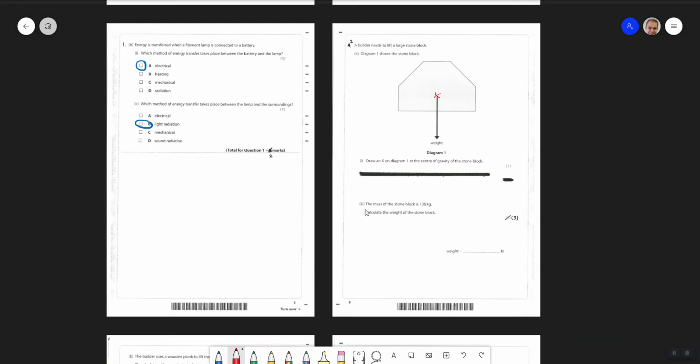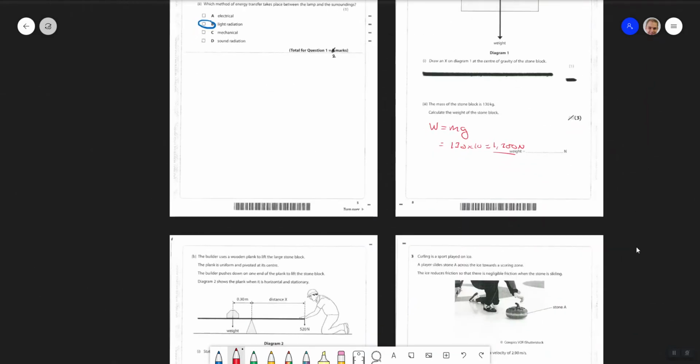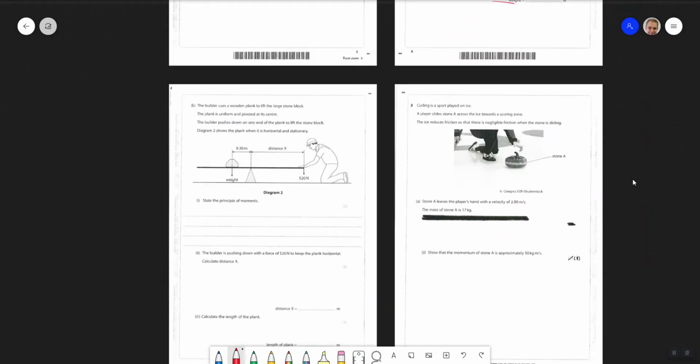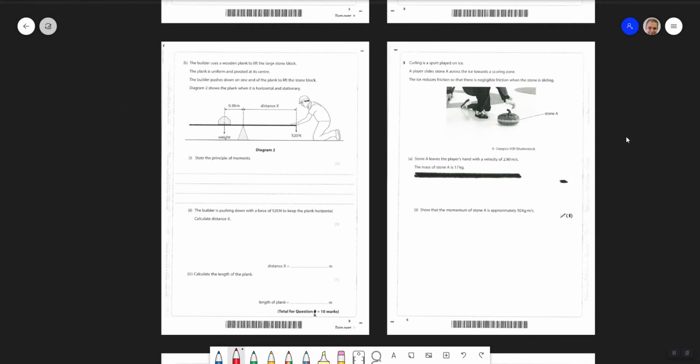We've got the mass of the stone block is 130 kilograms. Calculate the weight of the block. Well, we're using weight equals mass times gravity. So we've got essentially a mass of 130 times 10. So we've got 1,300 newtons. Okay, so 1,300. That number will come up again.